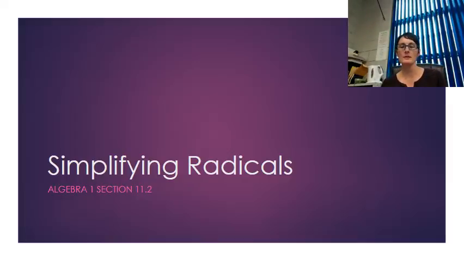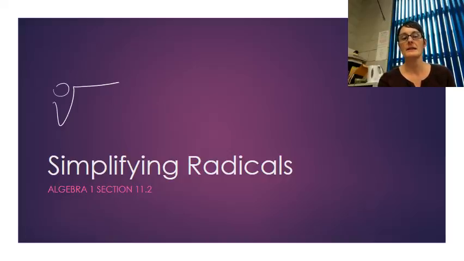Okay, today we're going to do section 11.2, which is simplifying radicals. You may not know what a radical is, but it's that root sign that we often talk about. It could be square root, it could be cubed root, or it could have a 4 or a 5 or any number in this area. But this symbol is called a radical.